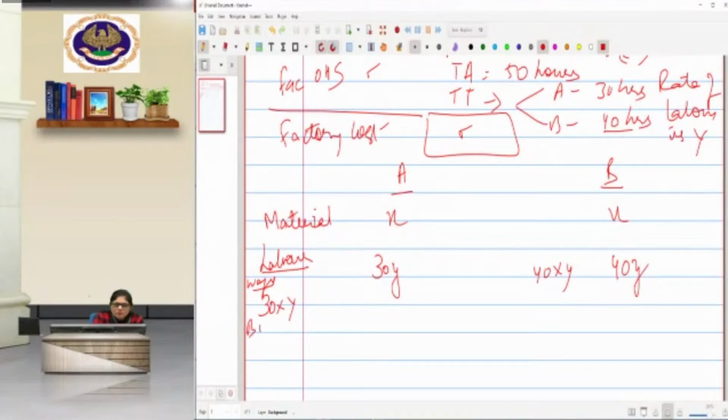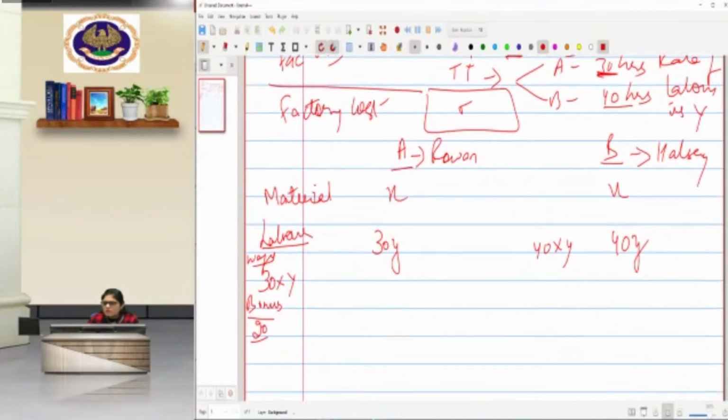Now the premium bonus we have to calculate. A is following the Rowan plan and B is following the Halsey plan. Rowan says time saved by time allowed. In the case of A, time allowed is 50 hours and A has taken 30 hours, so time saved is 20 hours. Time saved by time allowed, 20 by 50, into time taken into rate per hour, which is 30Y. So we need to solve this.